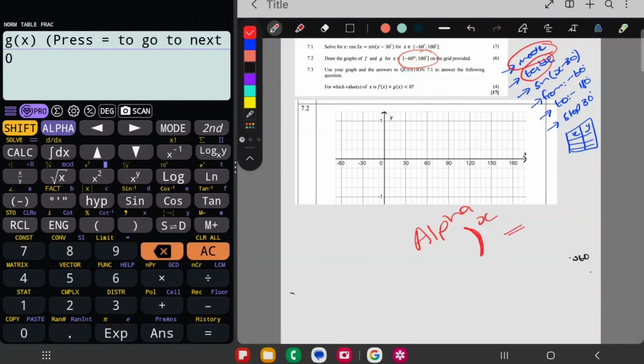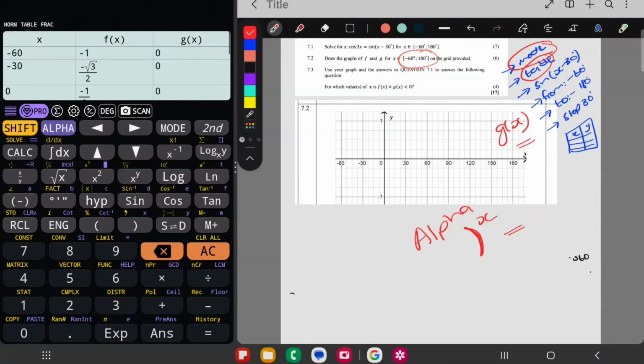Then you press the equal sign. So it will first say g of x. So for g of x, we're just going to press the equal sign. Then for start, you're going to put in negative 60. For end, you're going to put 180, and your step is 30. You press equal to get to the next stage the whole time. And there you have a table. So x there refers to the x values, and f of x refers to the y values, eh? Okay, so I'm going to plot the points.